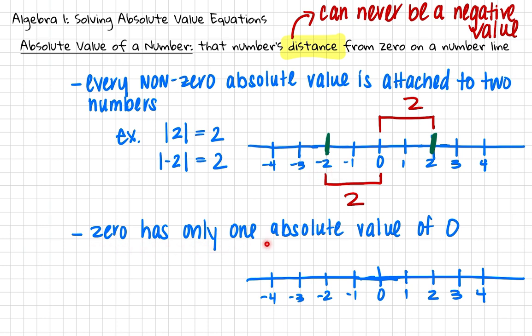Moving on, 0 has only one absolute value of 0. I'm going to mark here where 0 is on the line. And there's no distance from 0. So the distance is, keyword distance, is 0.